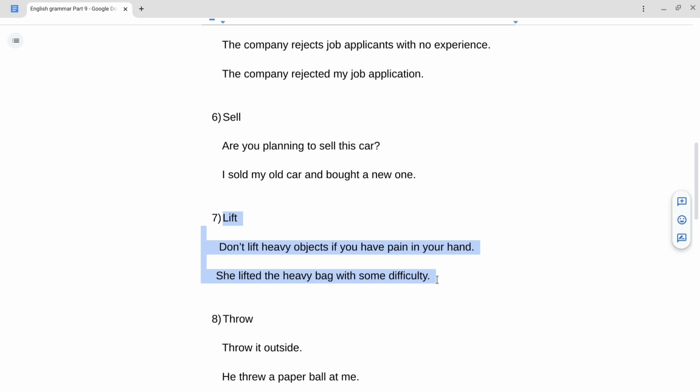Lift. Don't lift heavy objects if you have pain in your hand. My friend told me, I have a pain in my hand, but I have some work to do in my house.